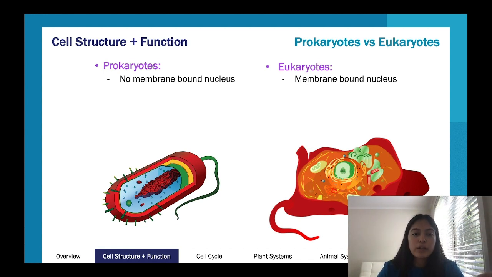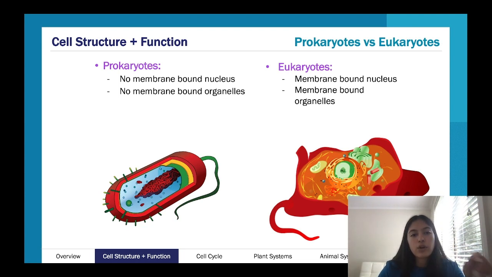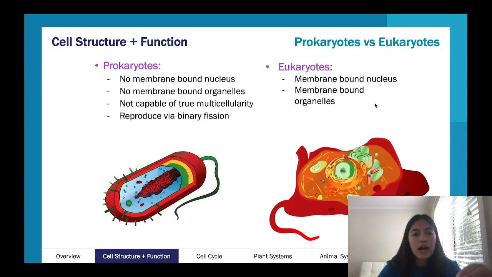No membrane-bound nucleus in a prokaryote, and in a eukaryote there is. The general rule of thumb with these two is that prokaryotes are very simple and eukaryotes are a lot more complex. So no organelles in prokaryotes, while eukaryotes have membrane-bound organelles. We'll talk about organelles in more detail in a second. Prokaryotes are really simple and don't need the technical stuff that organelles do, whereas eukaryotes do require it.